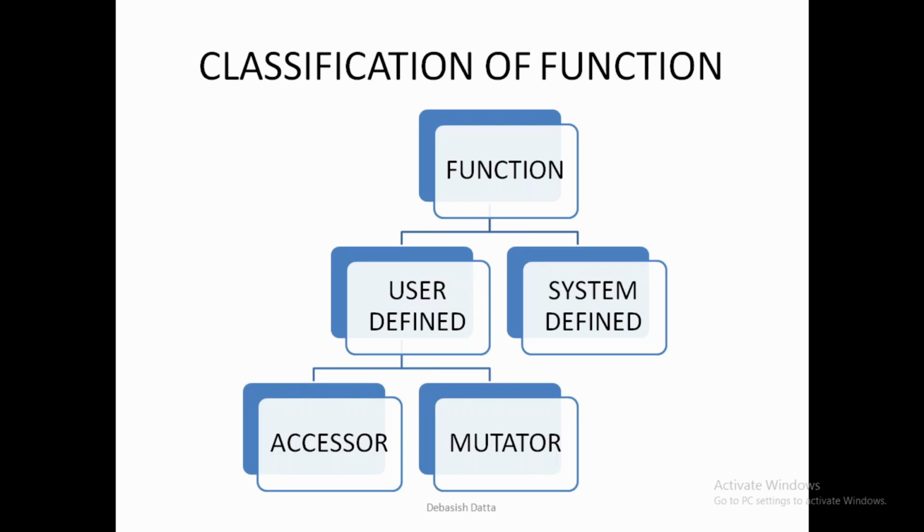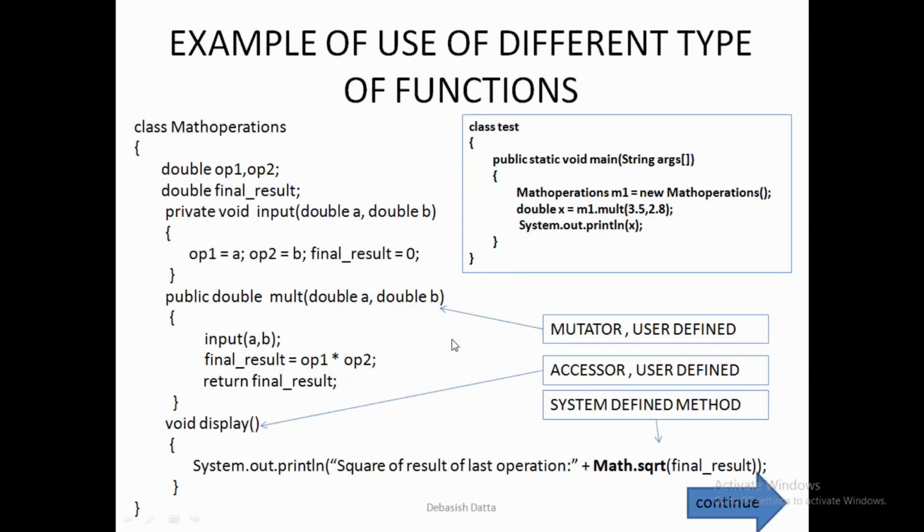Let's understand this classification with an example. Here I have defined a class MathOperations. It consists of these member variables and these methods. You can see here I have deliberately used the access specifier, and I told you in this video tutorial just a few minutes back that private member functions cannot be accessed outside the class.